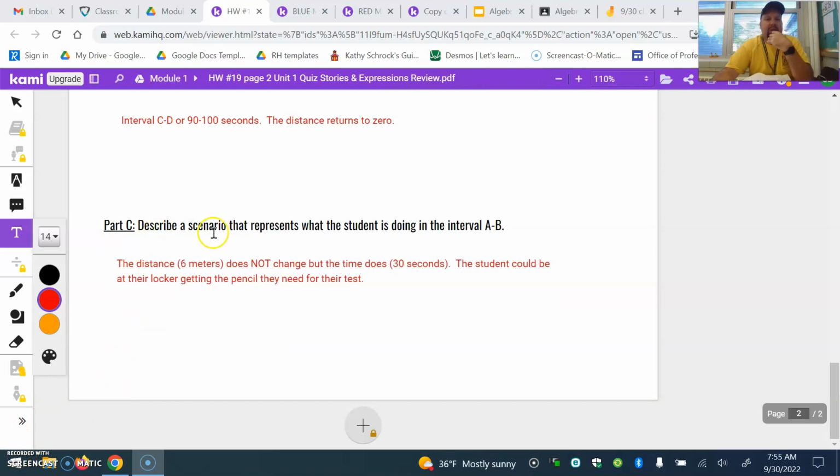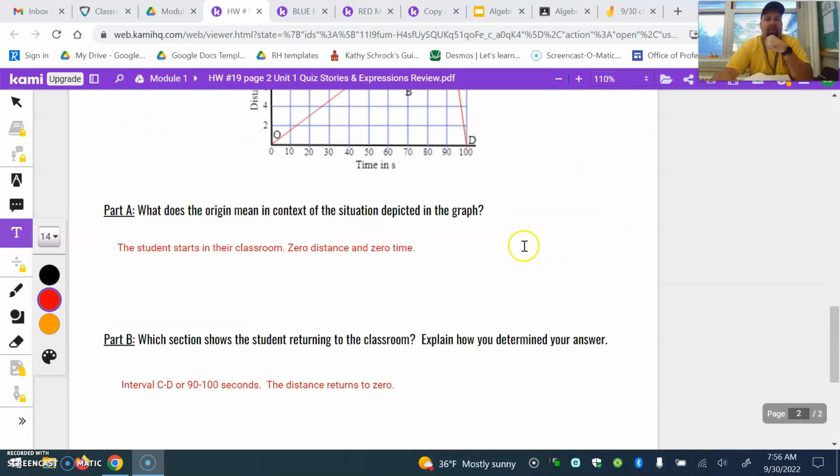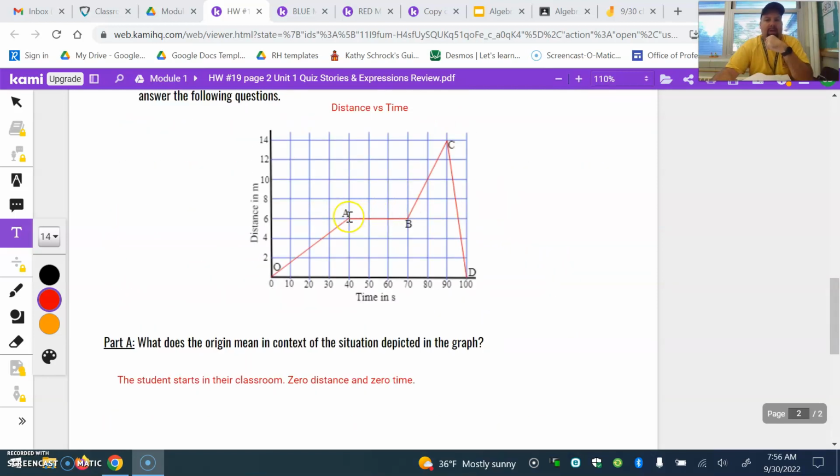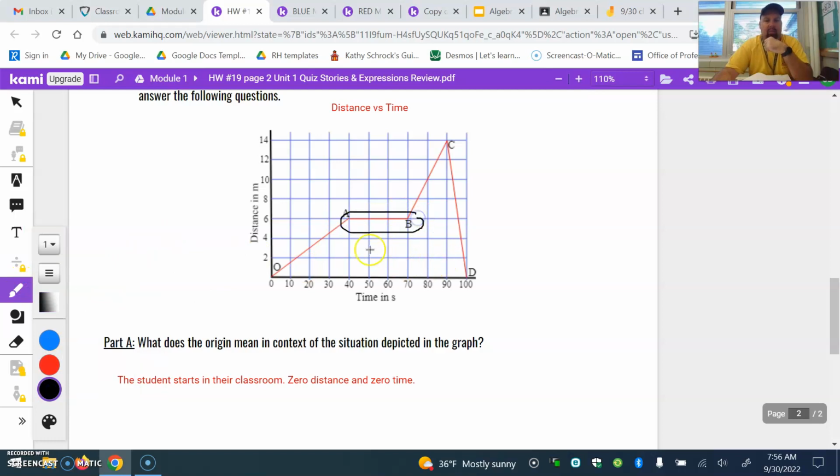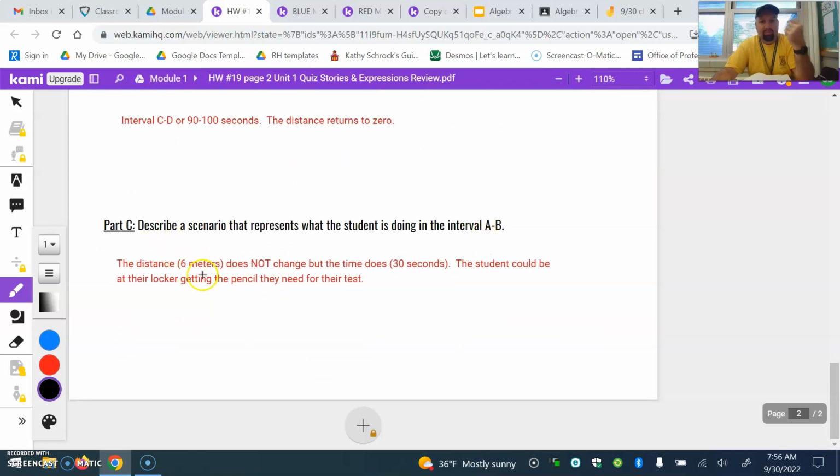Okay, part C, describe a scenario that represents what the student is doing in interval AB. So I'm going to go up here, interval AB, from 40 to 70 seconds. That's this part right here. Okay, I'll even circle it. So what could be happening? Well, the distance is not changing, but the time is. So basically, the student is stopped somewhere. Where are they stopped? Well, this is what I said. So the distance, 6 meters, does not change, but the time does.